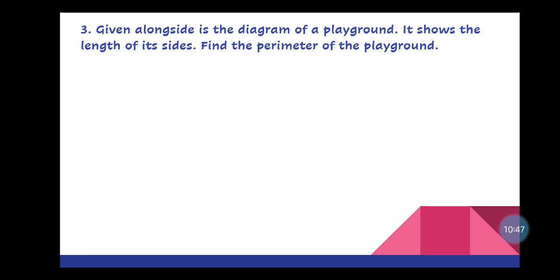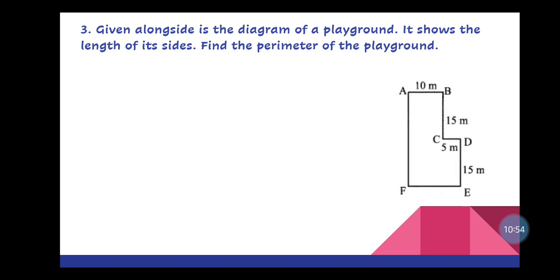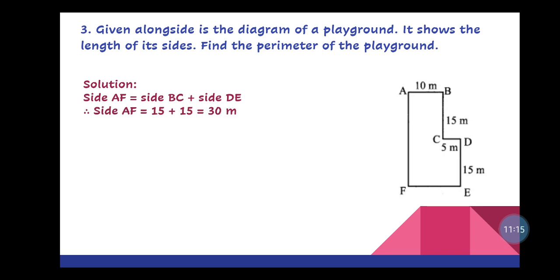Given alongside is the diagram of a playground. It shows the length of its sides. Find the perimeter of the playground. This is the diagram provided to us. We need to find the perimeter of this playground. Solution. Side AF is formed by adding side BC plus side DE. So the length of side AF will become 15 plus 15, that is 30 meter.